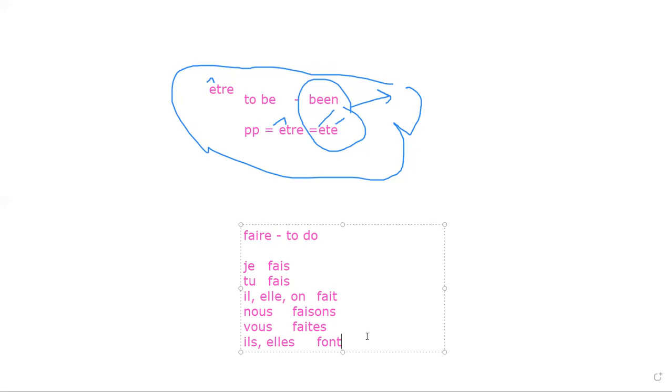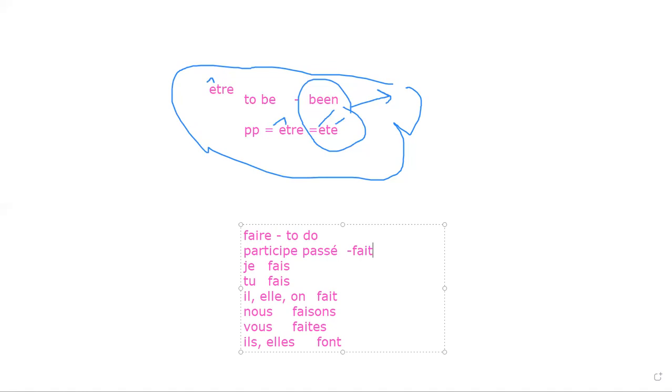Je fais. Tu fais. Il fait. Nous faisons. Vous faites. Ils, elles font. C'est clair. Now, the past participle of faire is fait, F-A-I-T. The participle of faire is fait. C'est clair. Now, répétez après moi.